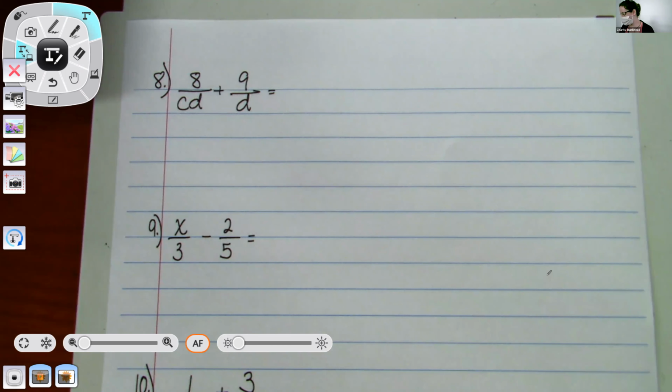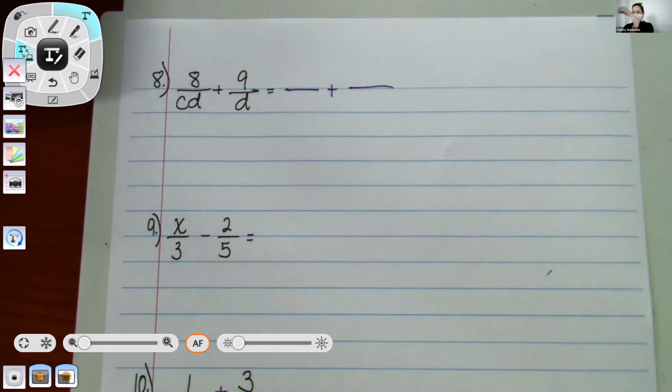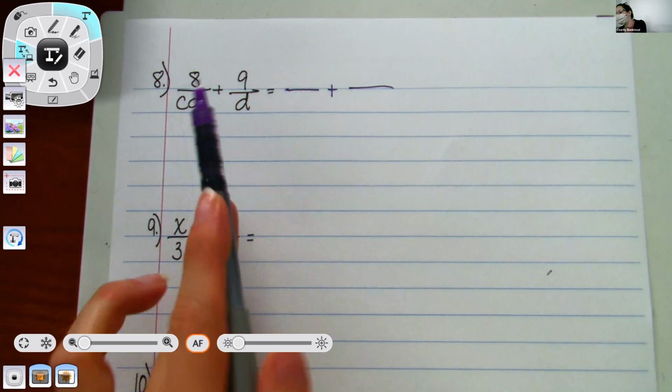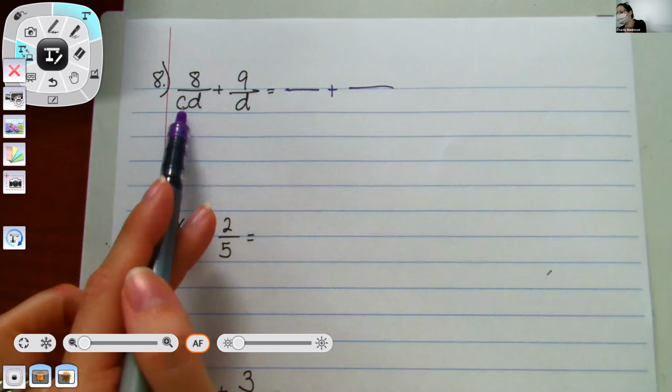So what do you think the LCD is for this? Okay, you said D. You go the other way. You're thinking small, you need to think bigger. D would be like the greatest common factor. We need, so I'm going to have to be able to multiply something times this to get my LCD. No, that doesn't have anything to do with it. We're only looking at the denominators. Only looking at the denominators.